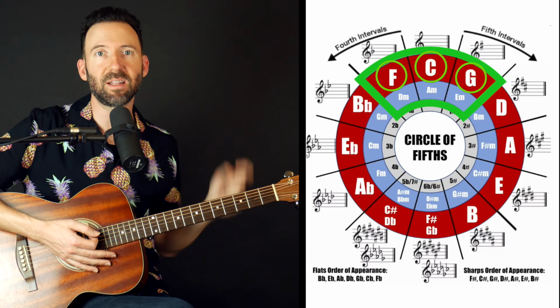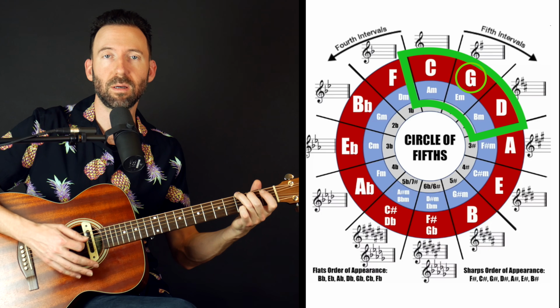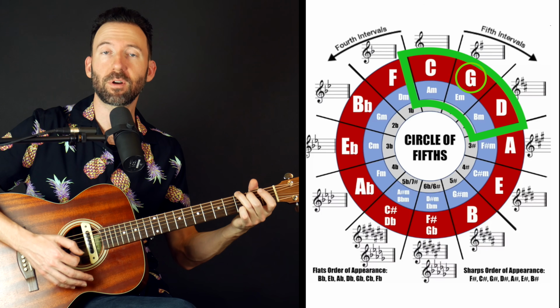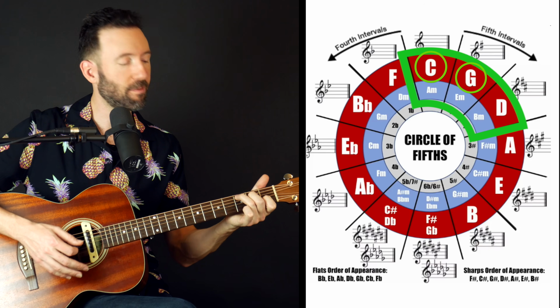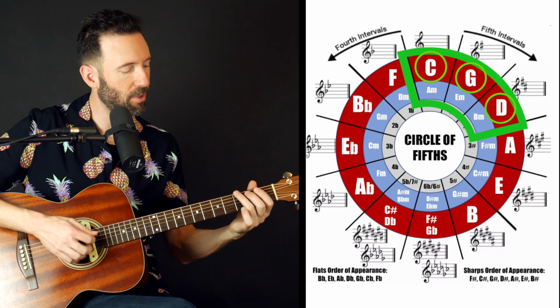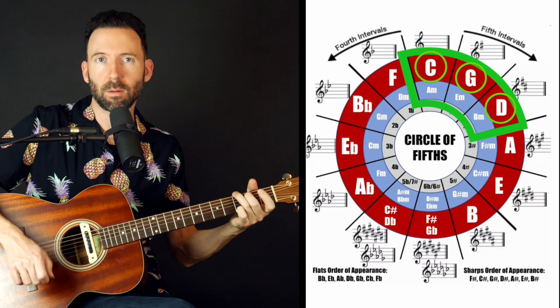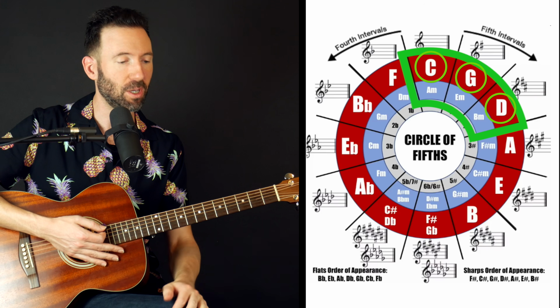Let's go to the next notch on the circle of fifths, which is G. In the key of G, the 1 chord is G. The 4 chord is C, which you could see is right to the left of G, and the 5 chord is D. So now 1, 4, 5, same chord progression I played. I'm just playing G, C, and D, so that's 1, 4, 5 in the key of G.